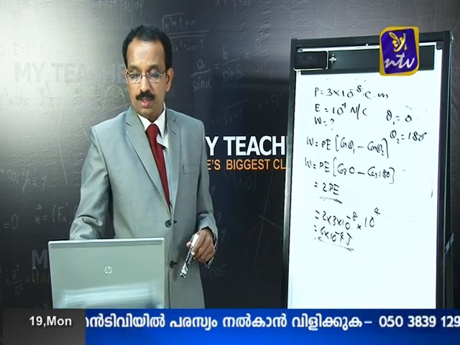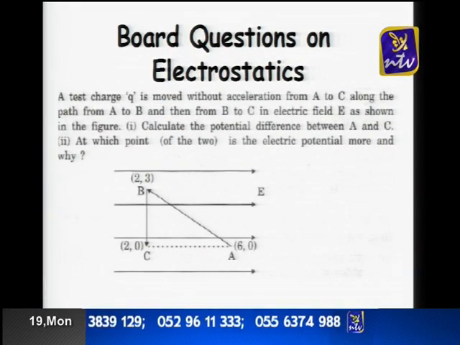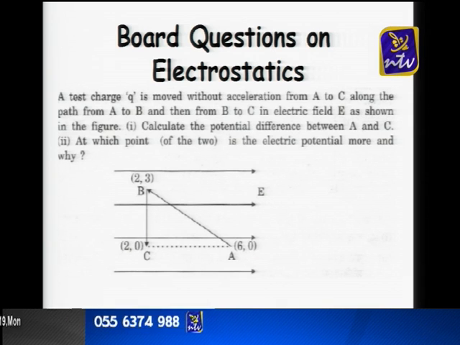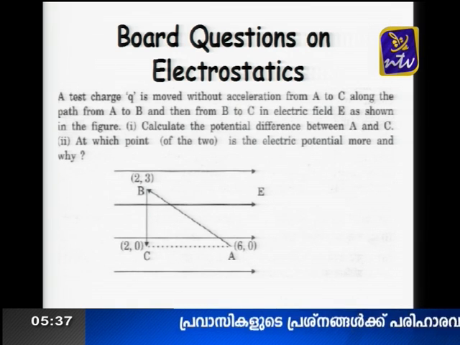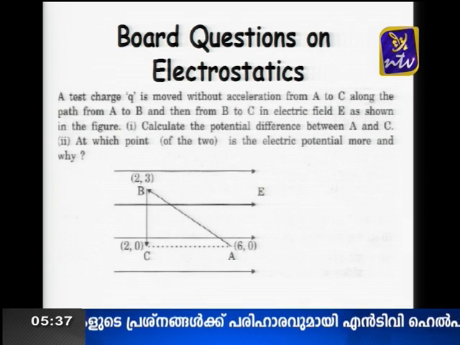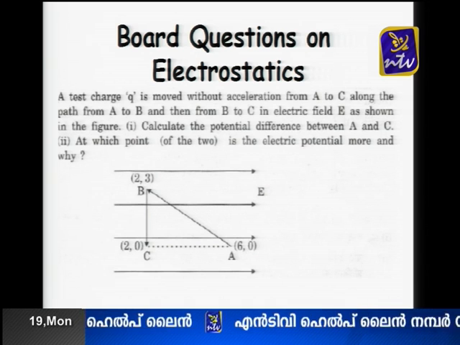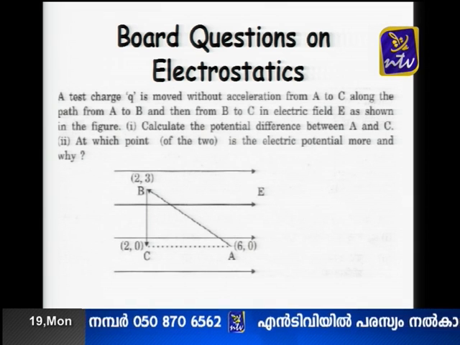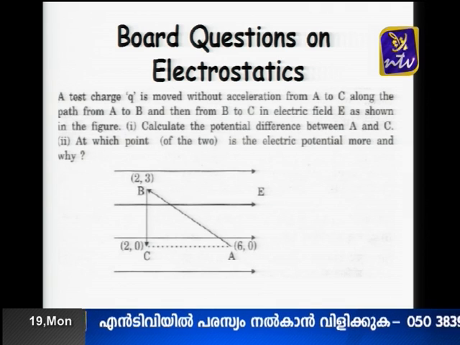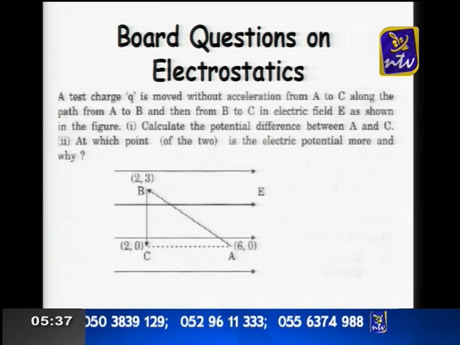Now, you see the next question. Have a look at the question first. Go through the question carefully, all of you. A test charge q is moved without acceleration from A to C along the path A to B and then B to C, in the electric field E as shown. Calculate the potential difference between A and C. Which of the two points has more electric potential, and why?